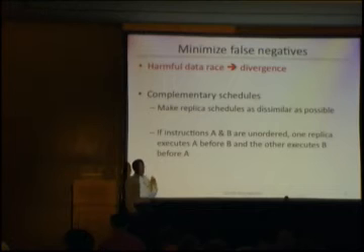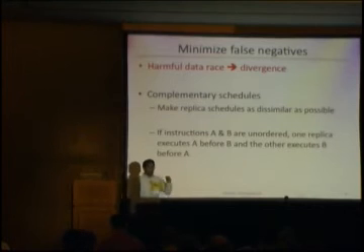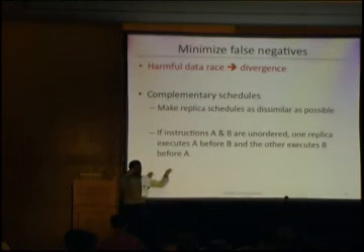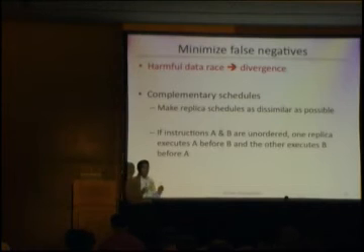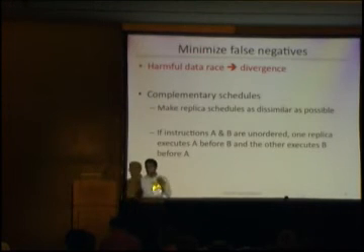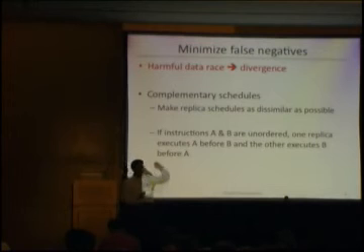We achieve this through a new idea that we call complementary schedules. The idea in complementary schedules is that these replicas are already observing the same inputs and non-deterministic events. We now want to go further and try and make them as dissimilar as possible. Specifically, if we have two instructions, A and B, that are unordered, what we'd like is for one replica to execute the instruction A before B, and the second replica to execute the instruction B before A.